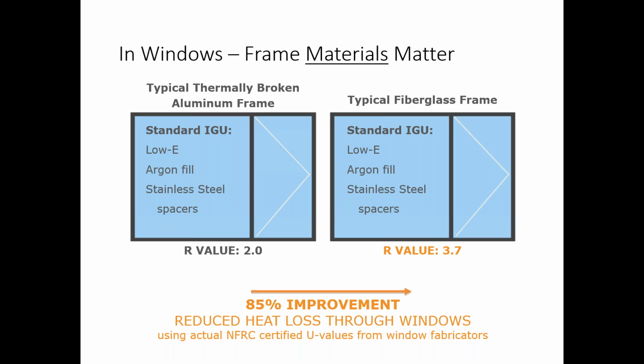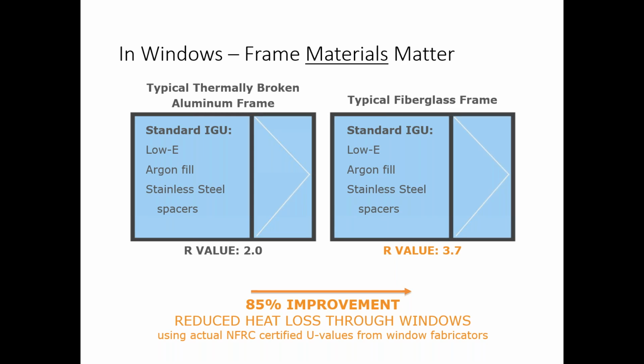In this comparison that's on the slide here using industry average values for both thermally broken aluminum and fiberglass double glazed windows, we can see that we have about an 80 to 90% improvement just by changing the frame type. We've stuck with decent double glazed units in both. We've stuck with NFRC certified sizes in both. So we've held other things equal. We've just changed the frame type.